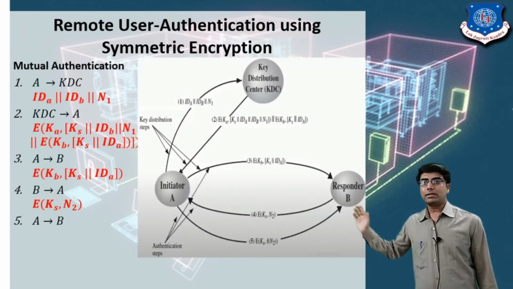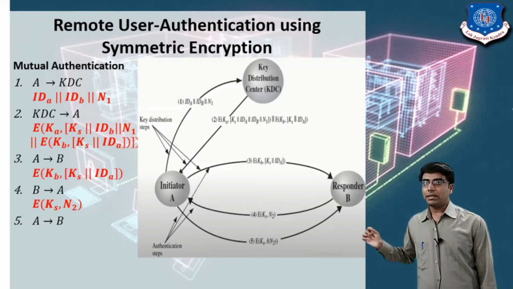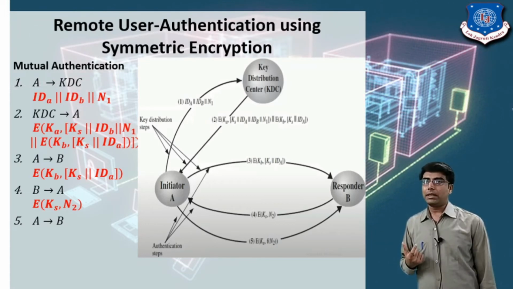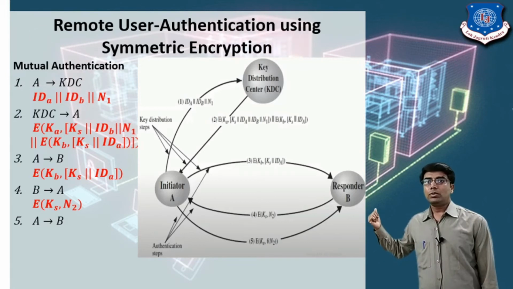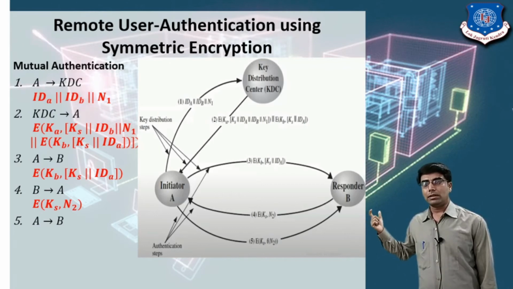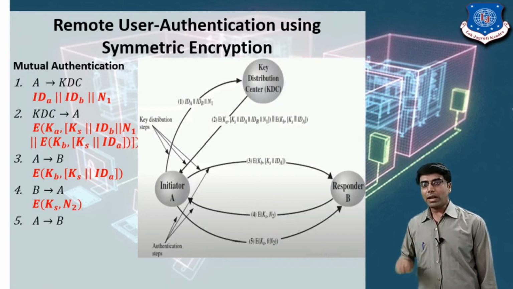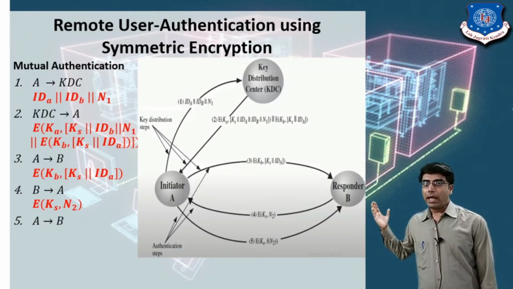Yeah, you can see step number 4 and 5. User B received the message from user A in the third step. After getting the message, it will decrypt the message, and a reply message is sent to user A with the session key encrypted with the nonce N2. Now again, X, the attacker, intercepts that message.